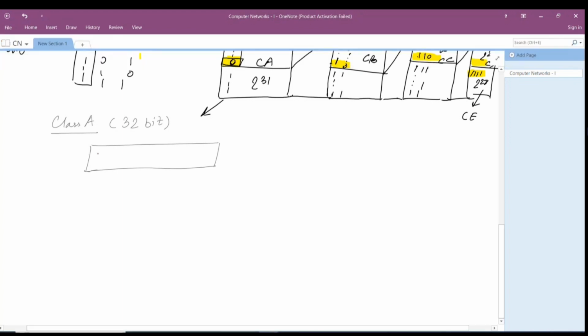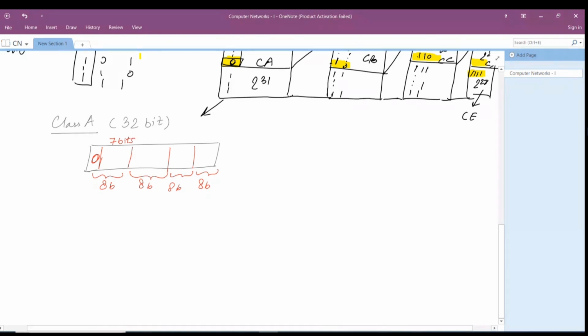So here, what is fixed? The first bit, 0, is fixed. Okay, this is fixed. So the rest, I am dividing into 8 bits: 8 bit, 8 bit, 8 bit, 8 bit. The first bit of class A is filled with 0. So we are left with how many bits? 7 bits. Okay, we are left with 7 bits.